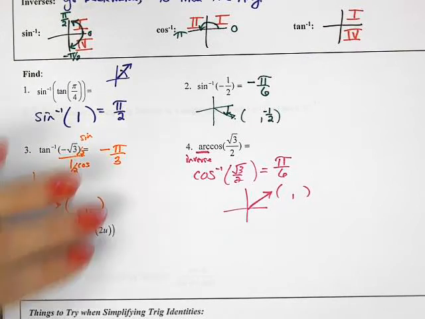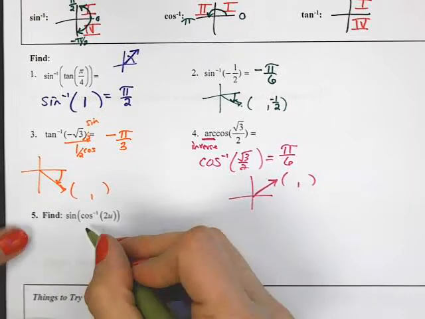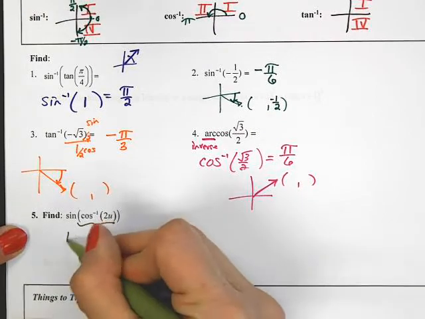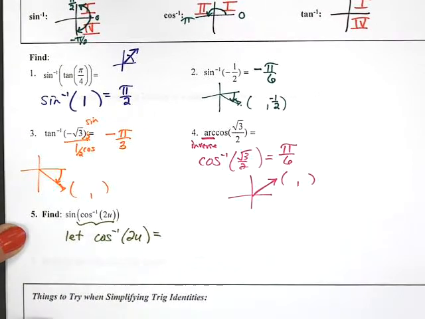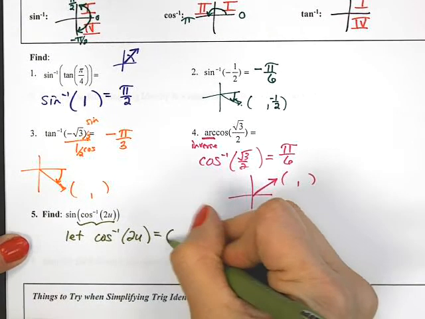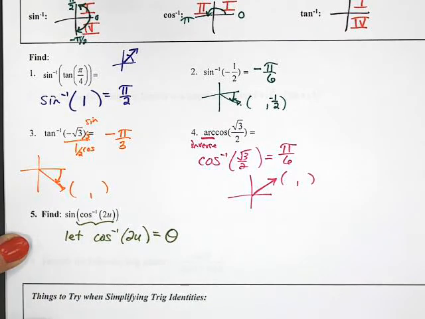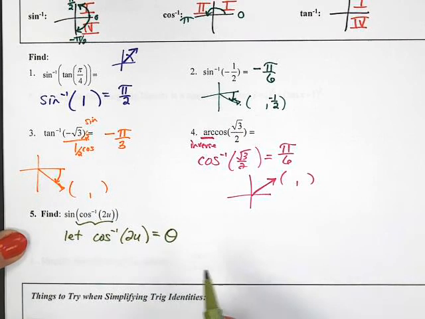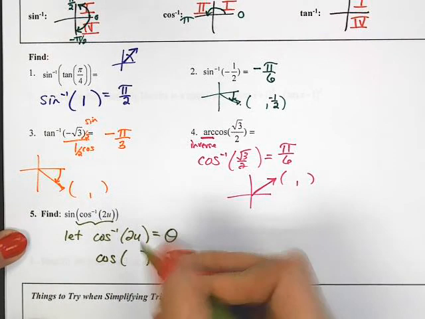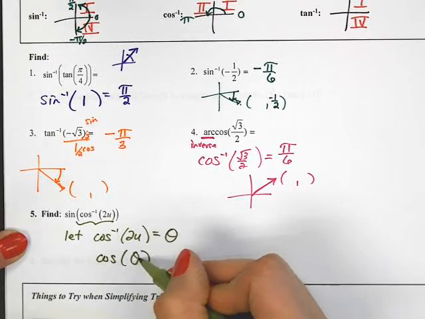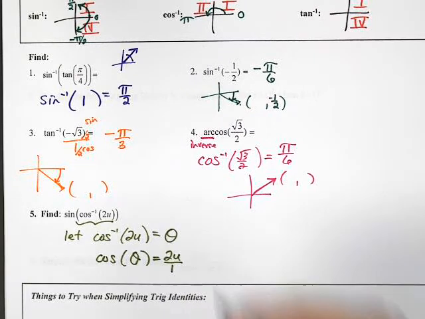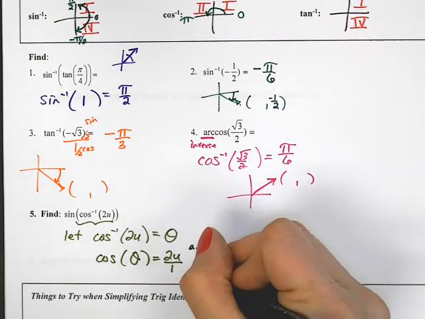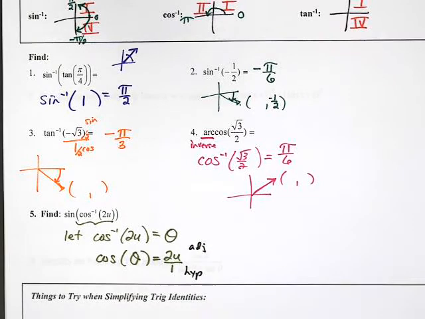The first thing that's going to happen is I'm going to say this inverse right here, let this inverse be, because the answer for an inverse is always an angle, I'm going to call it angle theta. And that's kind of backwards, so maybe what we should do is write it forwards. Cosine of angle theta is equal to 2u. Now we have cosine, which is adjacent over hypotenuse. And now it's time for that triangle.